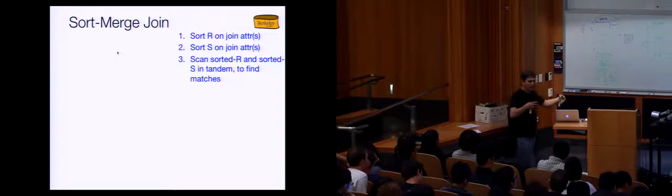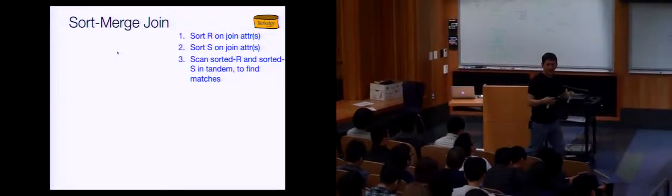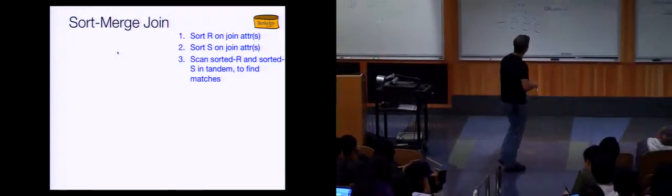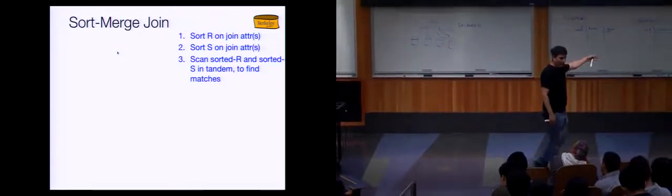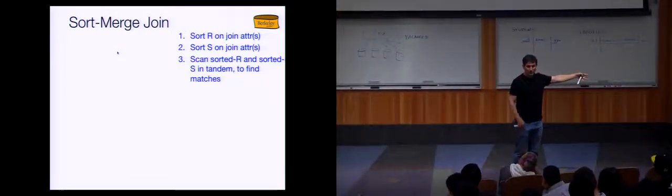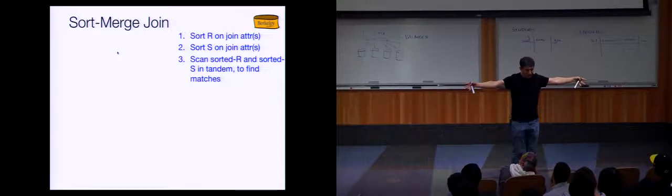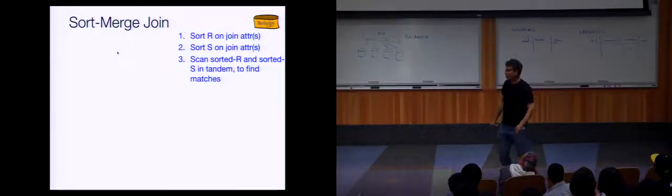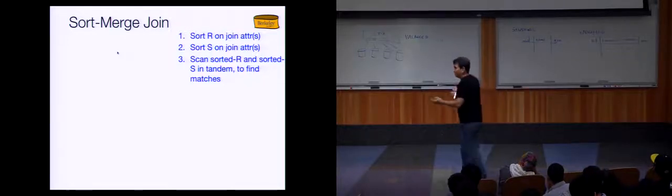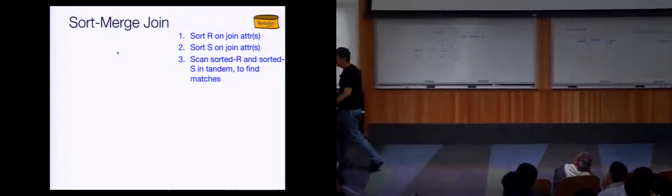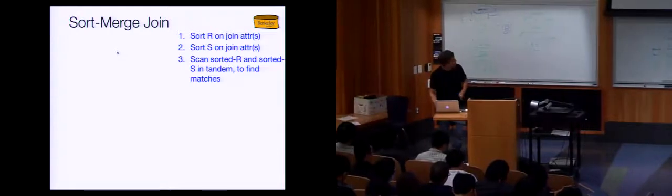Now we're dancing together. We've got two relations we need to do it on, but it's going to be pretty straightforward. So the basic idea is you sort R using the algorithm we already learned. You sort S using the algorithm we already learned. And then you merge them together, finding the things that match. That's the algorithm. It's pretty straightforward. We know the algorithm for sorting already.